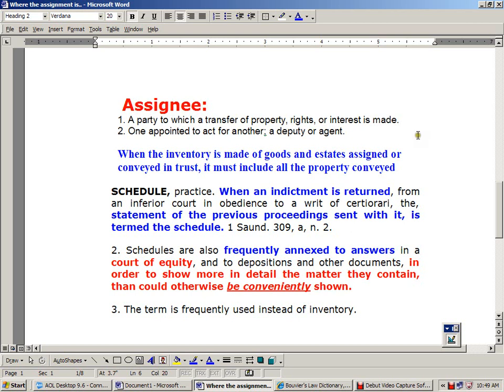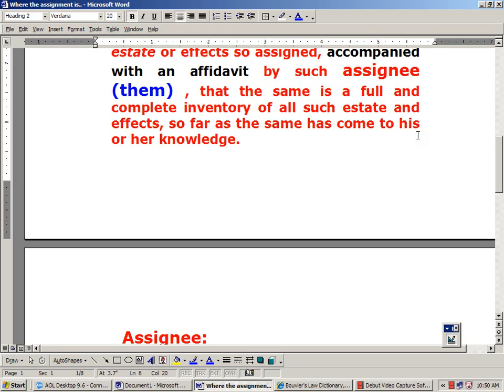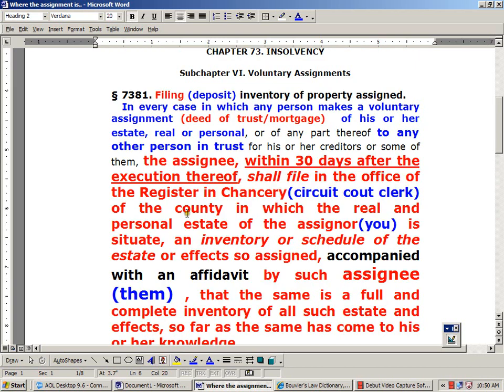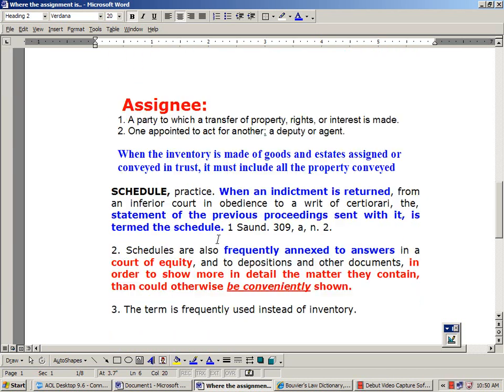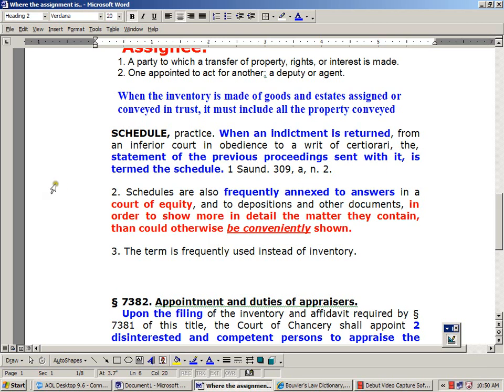When the inventory is made of goods and estates assigned or conveyed in trust, it must include all the property conveyed. So we're going to make this assignment. Again, they're going to go do some work, 30 days. They shall file in the office of the Register in Chancery. I'd be going and talking to this person, the circuit court clerk, right? I would be asking for an inventory or schedule of all estates or effects so assigned, accompanied with the affidavit by the assignee. That's what I want to see. And show them a copy of your deed of trust, and ask them if they may have a copy on file too.